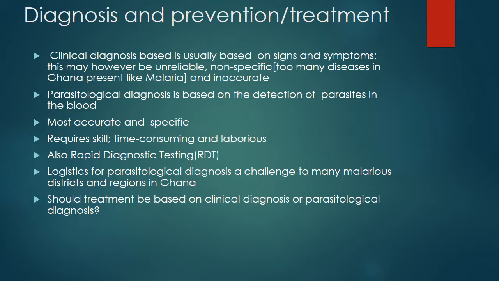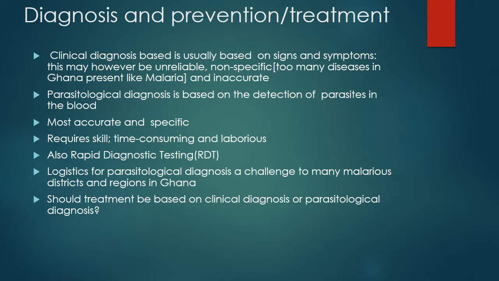Diagnosis and prevention, as well as treatment. Clinical diagnosis is based on signs and symptoms. This may, however, be unreliable and non-specific. Too many diseases in Ghana present like malaria, and so it is also inaccurate.